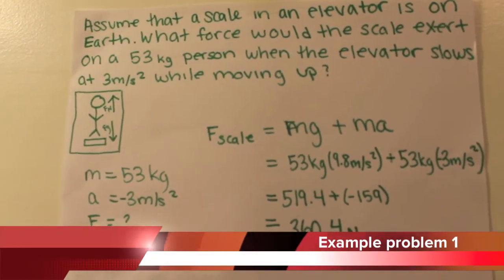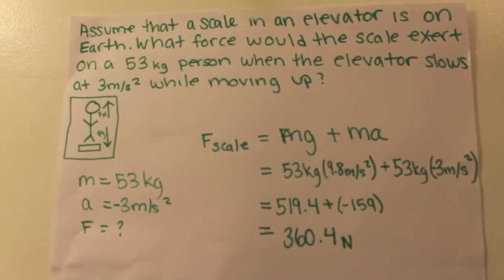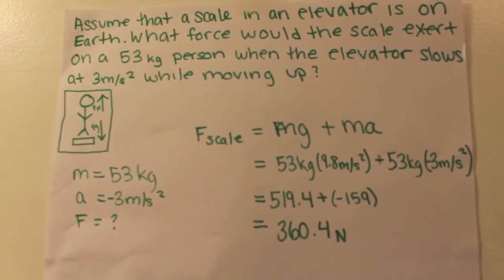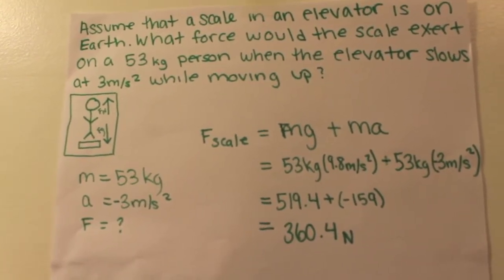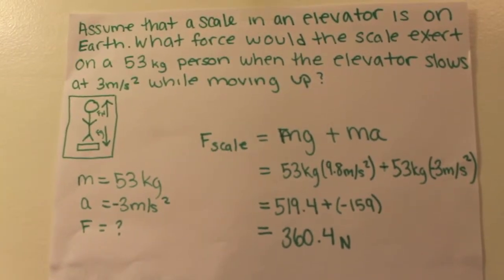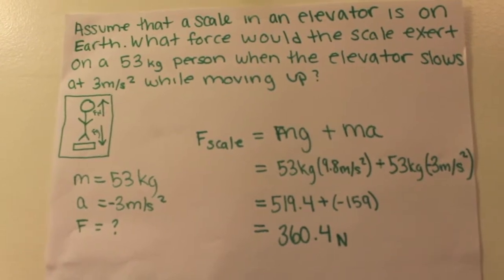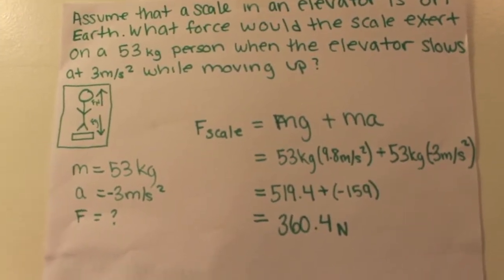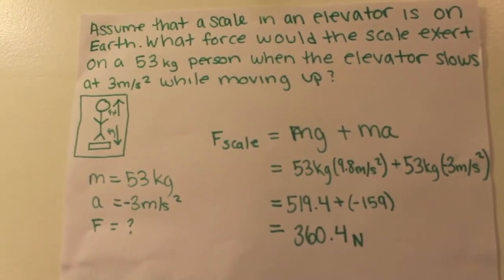We will now be doing some sample problems. Assume that a scale in an elevator is on Earth. What force would the scale exert on a 53 kilogram person when the elevator slows at 3 meters per second squared while moving up? We first draw a diagram and then give our known values. We then can solve the problem using the equation F scale equals mg plus ma. We then plug in our known values and the answer ends up being 360.4 newtons.